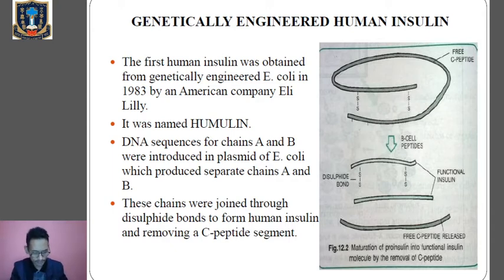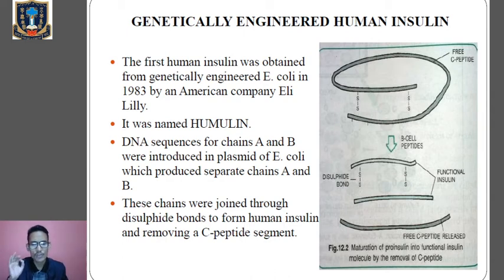So earlier, this insulin was extracted from the pancreas of slaughtered pigs and cattle, but that insulin used to produce some allergic reactions in human beings who are suffering from diabetes. Clear? So they have certain drawbacks, there are certain side effects. So that's why the first human insulin was produced with the help of recombinant DNA technology.